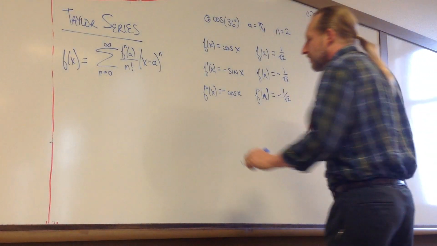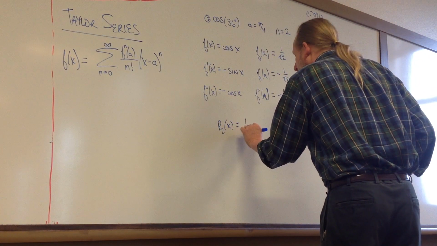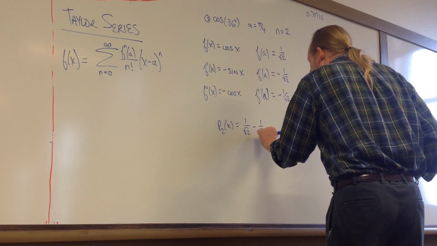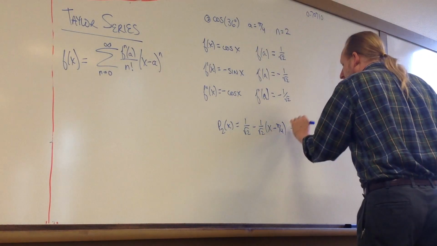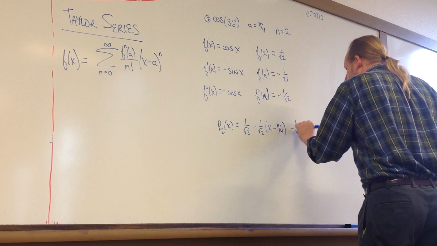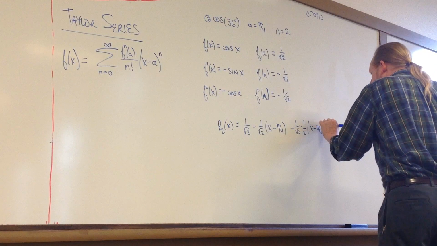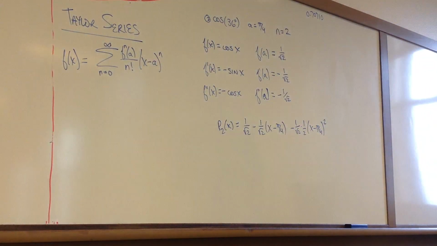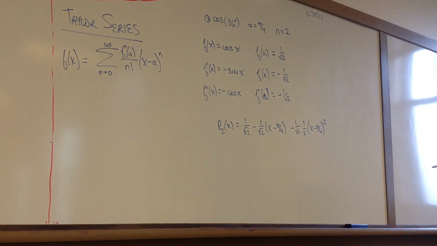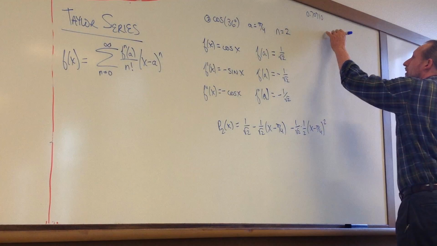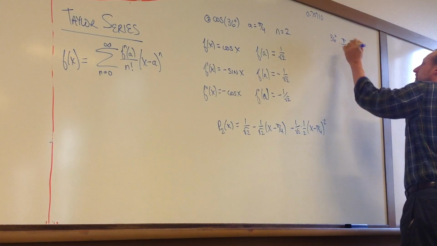So for our second degree approximating polynomial, we'll have 1 over root 2 minus 1 over root 2 times x minus pi over 4 minus 1 over root 2 times a half times x minus pi over 4 all squared. Okay, so first thing we need to do is take this 36 degrees and turn it into radians.